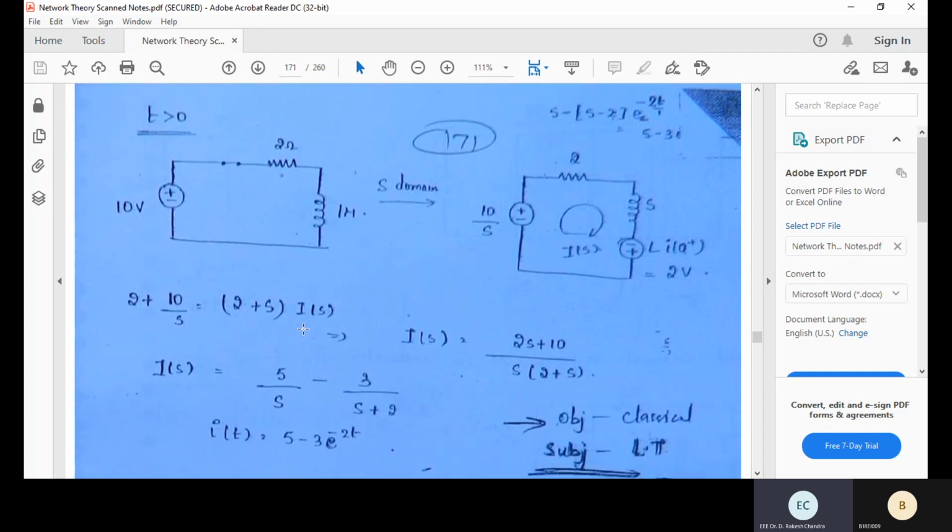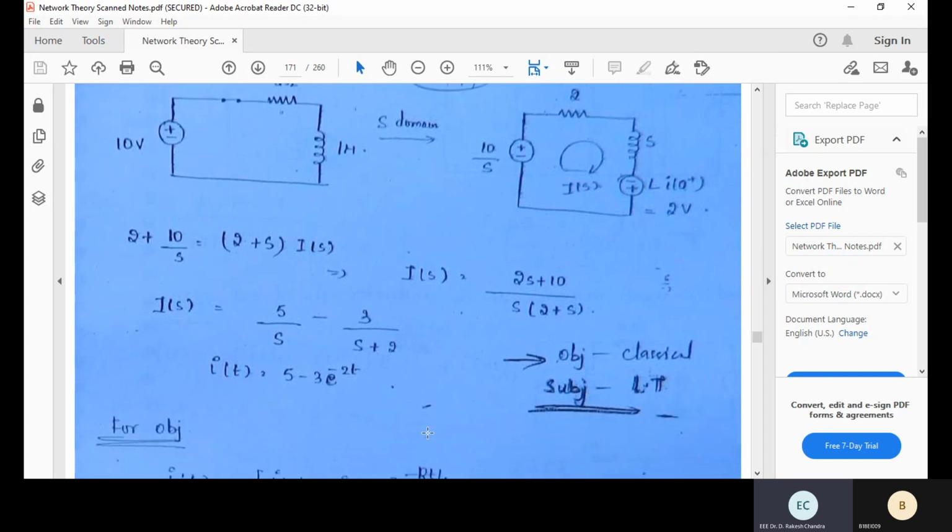And finally, you can find I of S by using partial fractions. You can subdivide it and your I of S is equal to 5 by S minus 3 by S plus 2. 5 by S Laplace inverse is 5, since the Laplace transform of 5 is 5 by S. For 3 by S plus 2, 3 is a constant, and 1 by S plus 2 Laplace inverse is e to the power of minus 2t. So this is your I of t response.